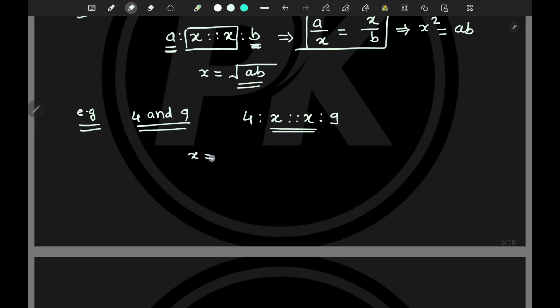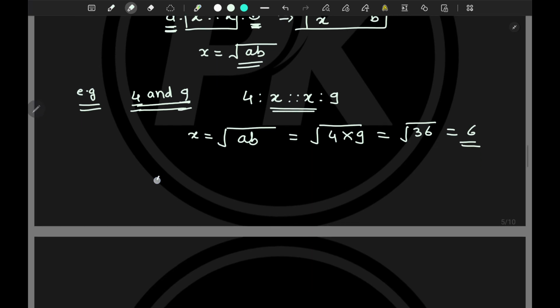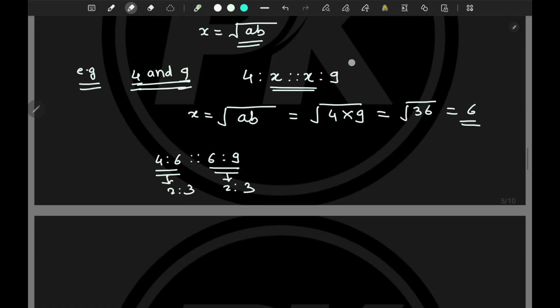So tell me, X is equal to what? We have derived just now, right? Square root of AB. What is the value of A? 4. What is the value of B? 9. In the square root, 4 into 9, that is equal to square root of 36, equal to 6, and hence 6 is the mean proportional. Hence we can write it as 4 is to 6 in proportion with 6 is to 9, and both the ratios can be simplified as 2 is to 3. You are getting this point, so you understood what the mean proportional means.